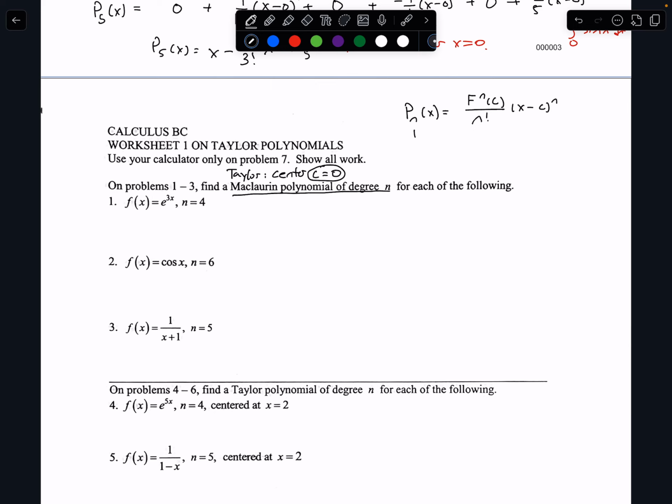So when we look at n, remember n is the nth degree, but for us, it really means the number of derivatives that we need for the most part. There are some special circumstances, but we'll talk about that later on. Now, if we take a look at the first one, e to the 3x, where n is 4, what this is telling us is that we need 4 derivatives right here.